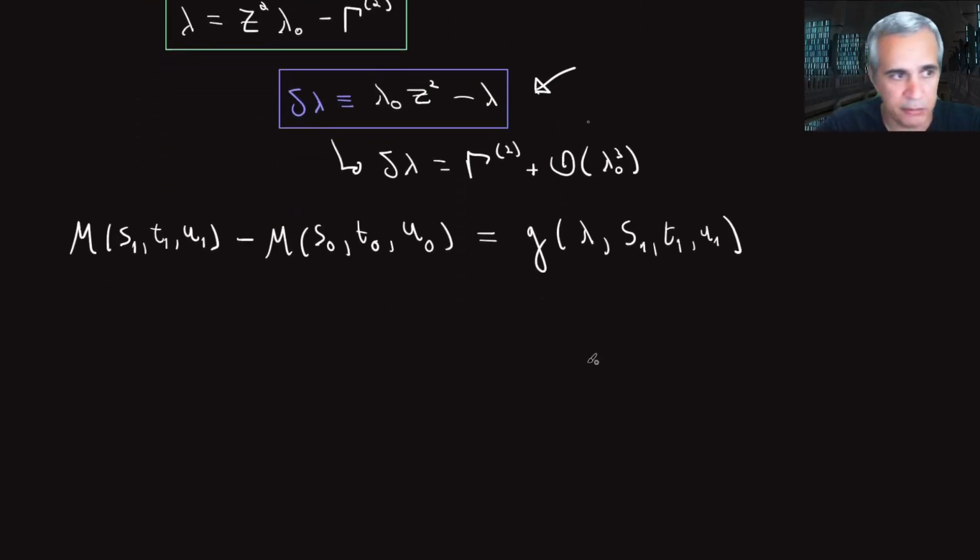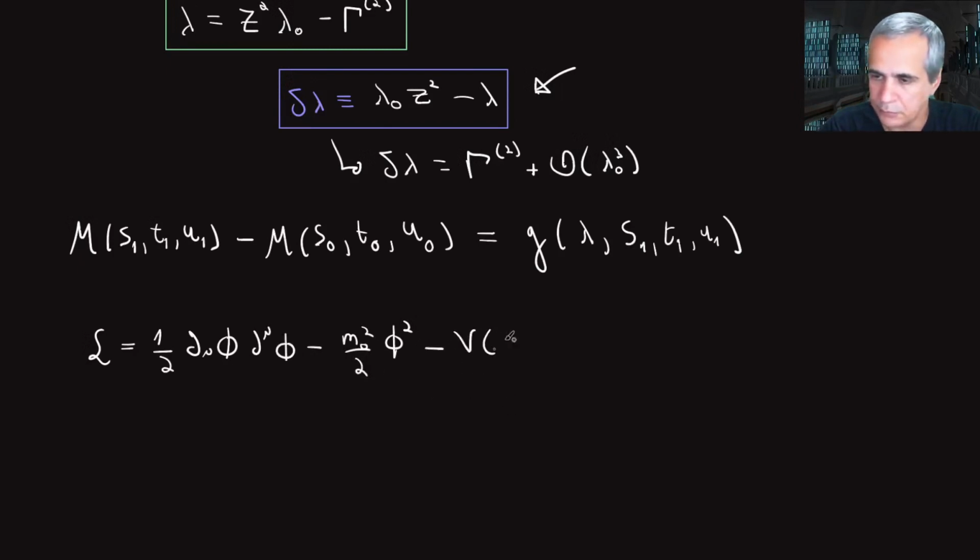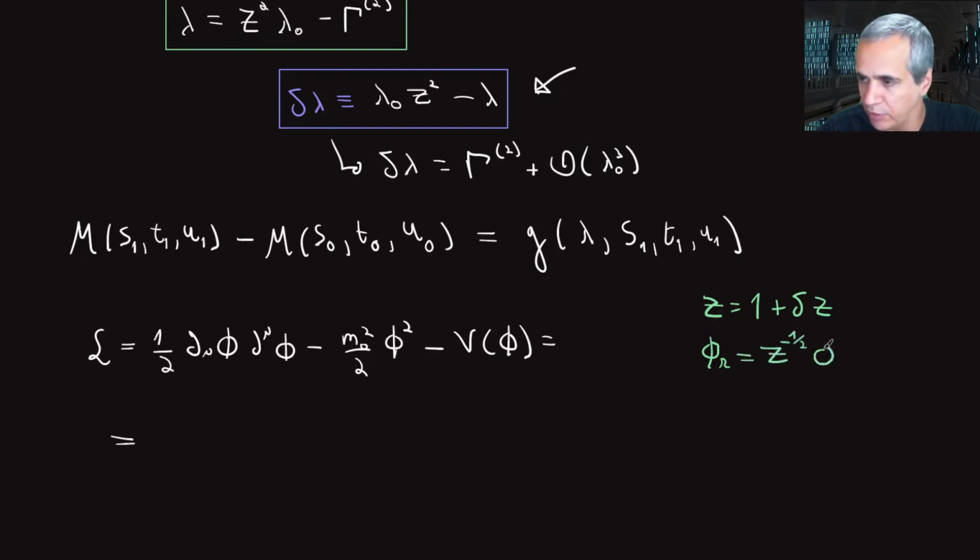So before, we did write the Lagrangian, which before any redefinition of fields looked like this, and using the following definitions: I use z equal 1 plus delta z, I use that phi renormalized is equal to z to the minus half phi, and I use that the physical mass is m0 squared z minus delta m squared. I was able to rewrite this Lagrangian using those three definitions in this way, right?